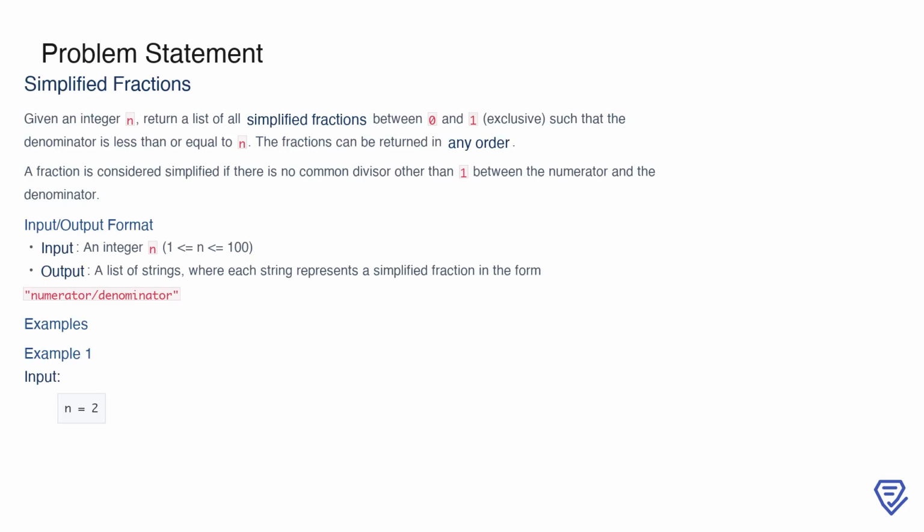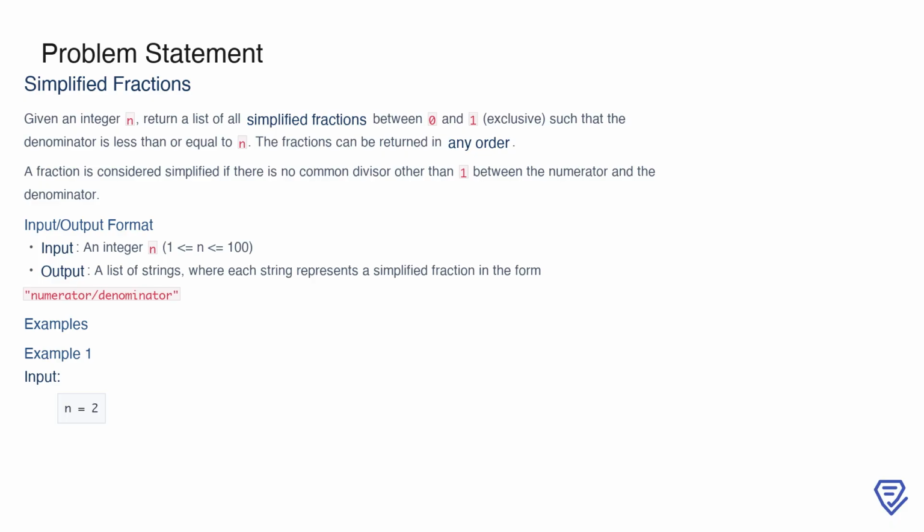In this problem, we are tasked with finding all simplified fractions between 0 and 1, exclusive, where the denominator is less than or equal to a given integer n. A fraction is simplified if the greatest common divisor, or GCD, between the numerator and denominator is 1. For example, fractions like 1/2 or 2/3 are simplified, while 2/4 is not because 2 is a common divisor of both the numerator and the denominator.